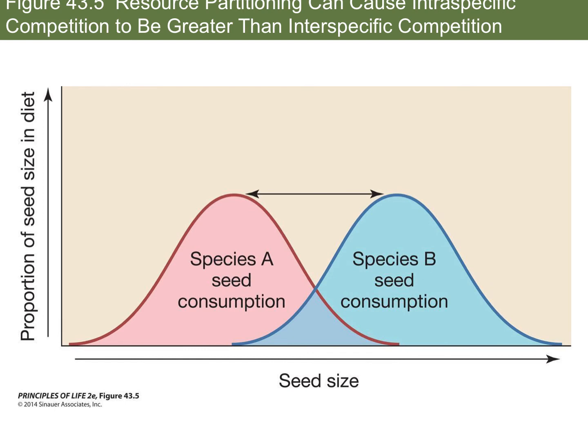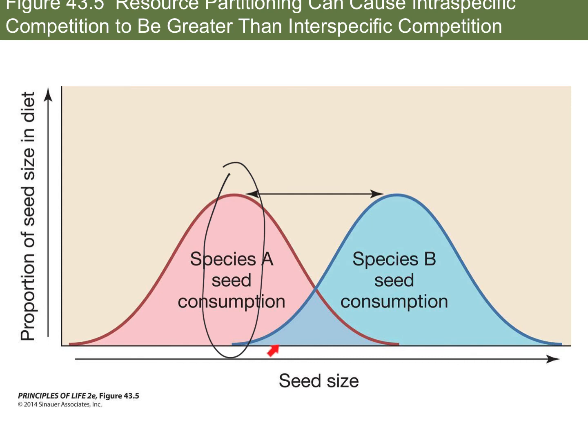If we introduce a new species, let's say another type of bird that eats seeds in this range right here, well, that would be troublesome for species A because they will begin to lose out on food.